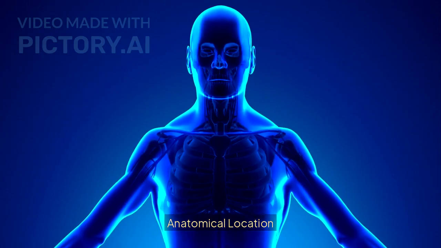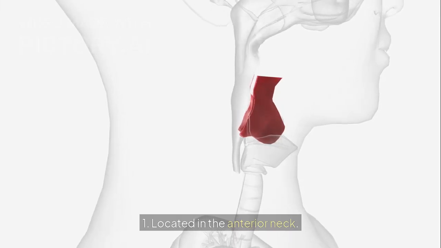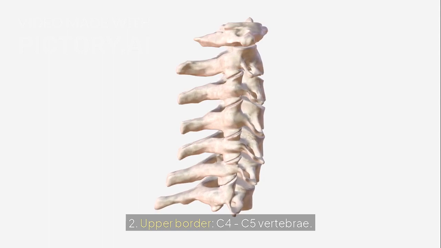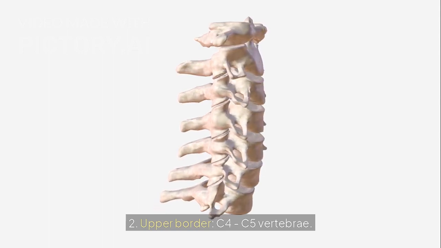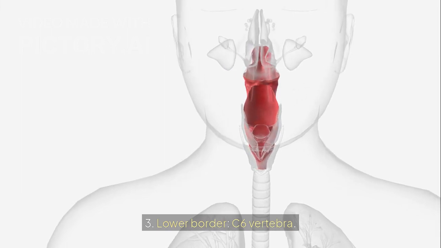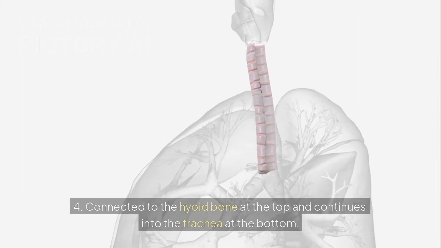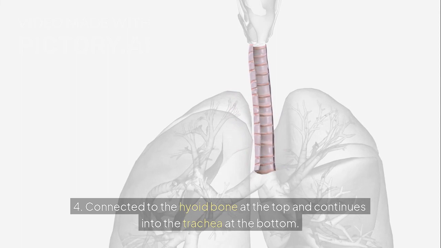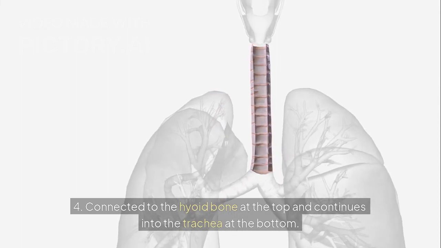Anatomical location. 1. Located in the anterior neck. 2. Upper border, C4-C5 vertebrae. 3. Lower border, C6 vertebra. 4. Connected to the hyoid bone at the top and continues into the trachea at the bottom.